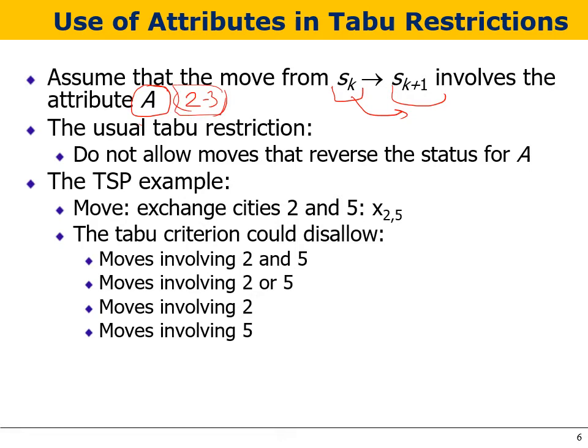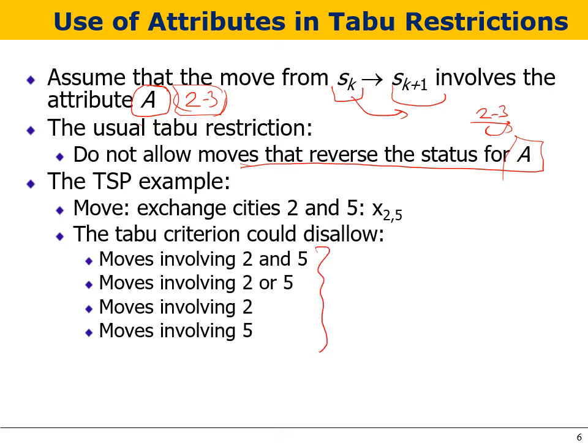So as a Tabu restriction, what do we do? We do not allow the moves that reverse the status of A. So if 2 and 3 are exchanged, then we forbid their exchanging again. So for this TSP, how can we do this?